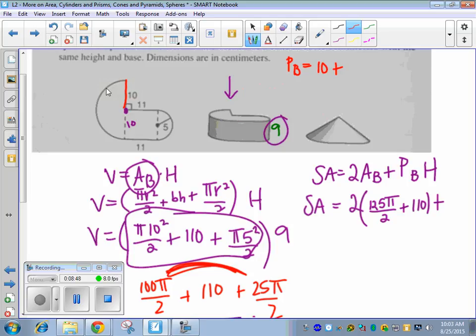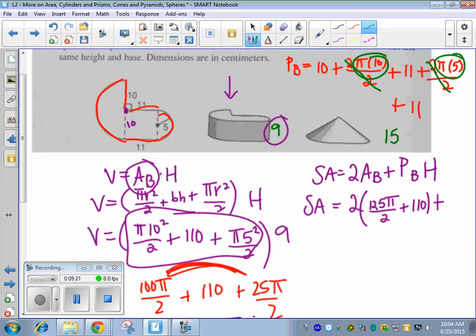Plus, now we have this half circle. So half of a perimeter is 2 pi r divided by 2. So there's the half circle. And then from here to here is 11. And then we have another half circle, which is 2 pi r, this time 5 divided by 2. And then plus another 11. So let's see, these two can cancel. So that gives me 10 pi plus 5 pi, which is 15 pi. And then I'm adding 10, 11, and 11.